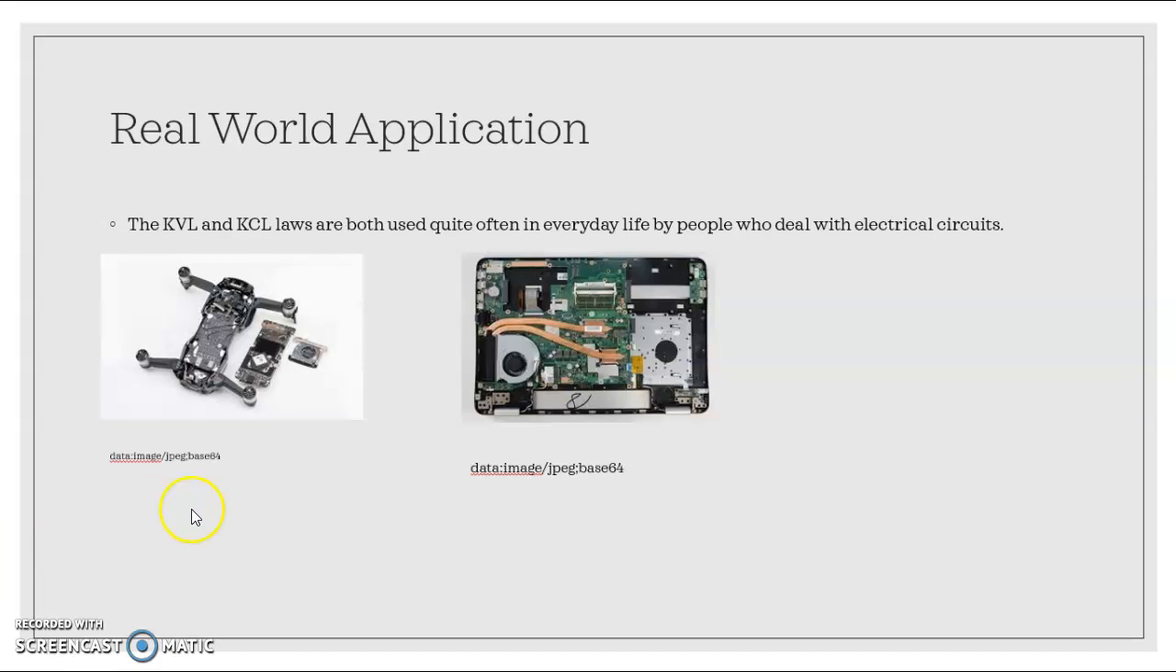And then we move on to real-world applications. The KVL and KCL laws are both used quite often in everyday life by people who deal with electrical circuits. One example would be drones. They are very sensitive when it comes to electrical input and output, so KVL and KCL laws are used to calculate these electrical values. And the same goes for laptops. They are full of electrical circuits, and KVL and KCL must be used.